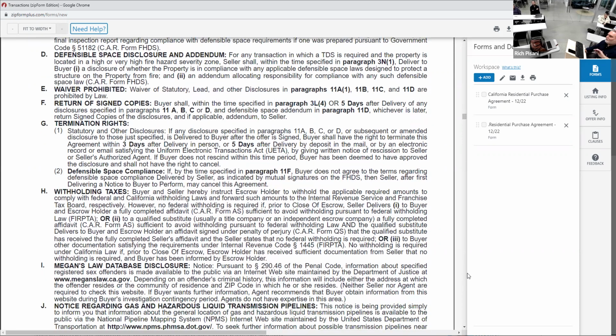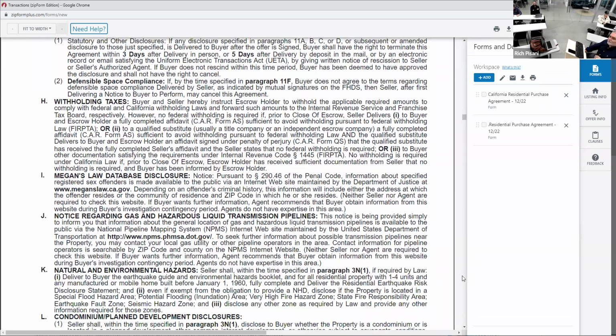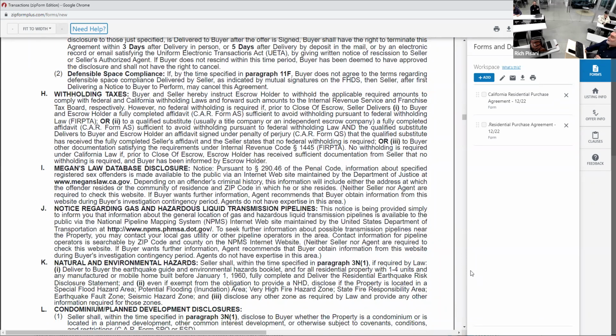So same with the defensible space, the fire hardening. If the seller doesn't do it, or doesn't disclose something specific, and then they're given something subsequently corrected, then they can cancel, they can terminate.